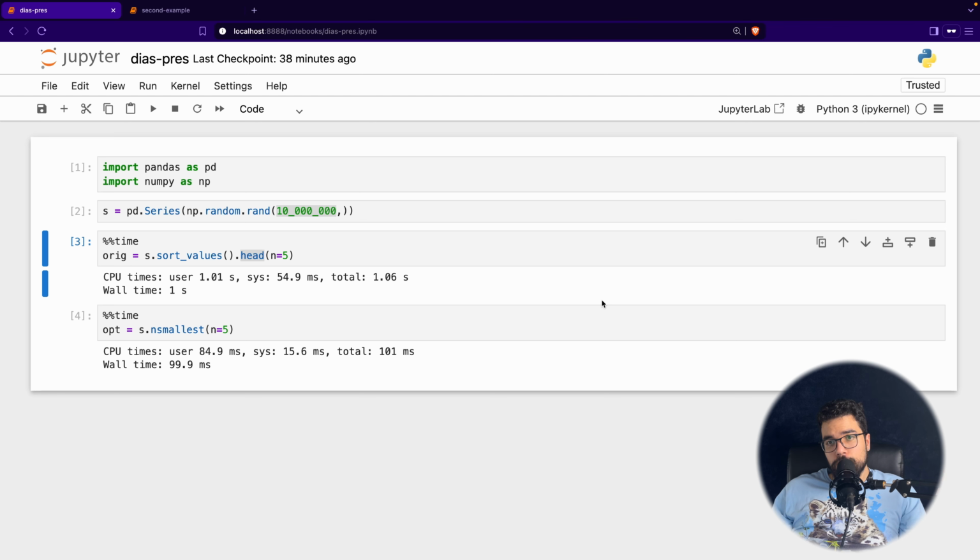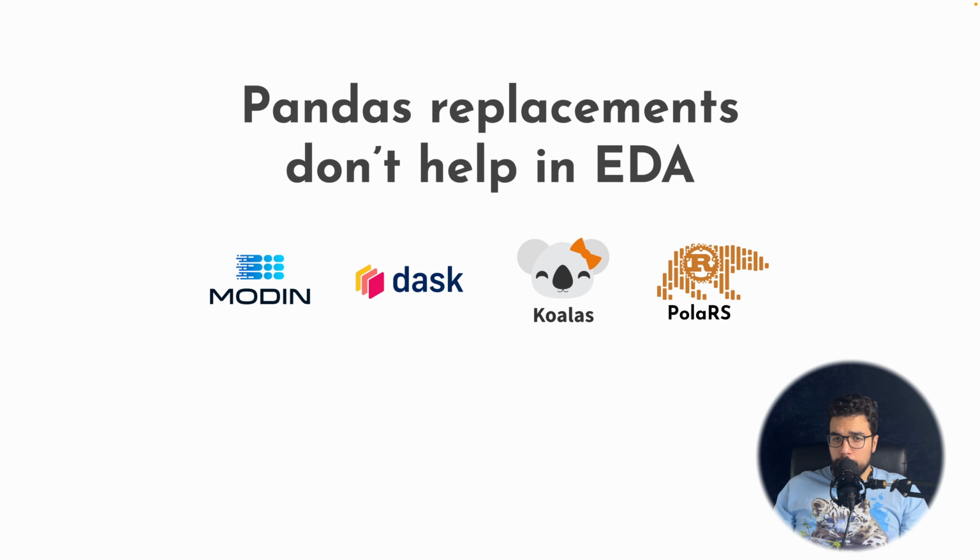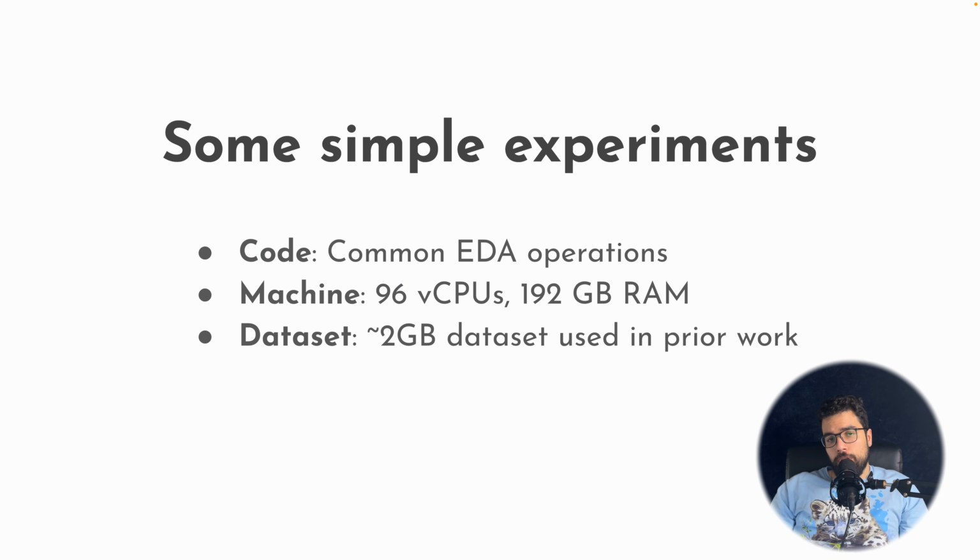Now, there are many Pandas replacements that try to improve the performance of the Pandas API, tools like Modin, Dask, Koalas, and Polars, but unfortunately, they don't help in EDA settings. To show that, we performed some simple experiments. As testing code, we use some common EDA operations. We use a pretty powerful machine, and we use a 2 GB dataset that has been used in prior work, the NYC taxi dataset. All that is detailed in the paper.